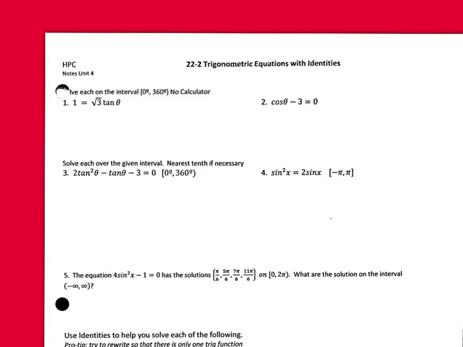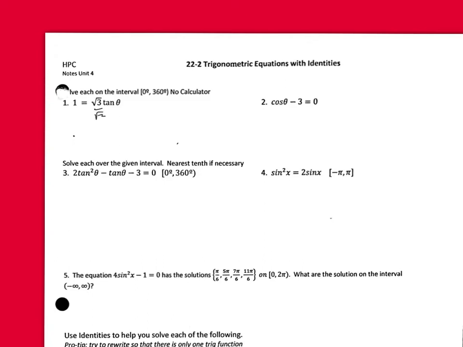So if it tells you no calculator, that means it's usually going to be a unit circle value. Sometimes they don't tell you that, though. So you just kind of have to know, oh, that's on the unit circle. I can't have a decimal. And that means radians also. So that's where the decimal will come in.